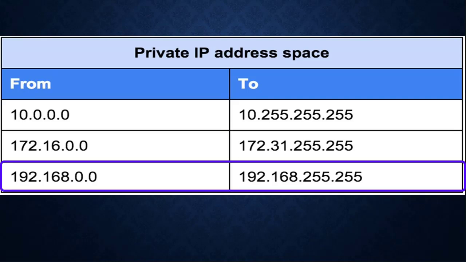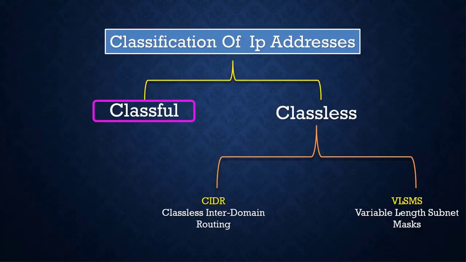Class C IP addresses. Configurations range from 192.168.0.0 to 192.168.255.255. This class is for smaller networks and has 24 bits for the network and 8 bits for hosts. Classful addressing categorizes the IP addresses into 5 major classes: Class A, B, C, D, and E.